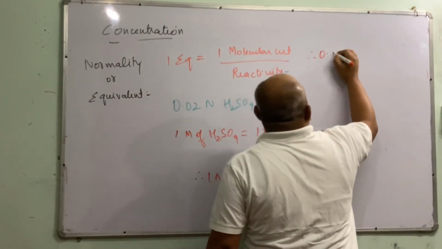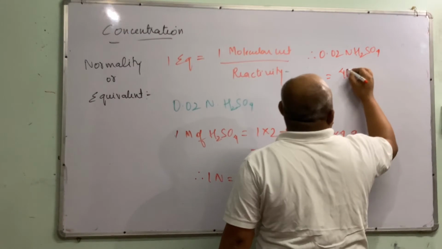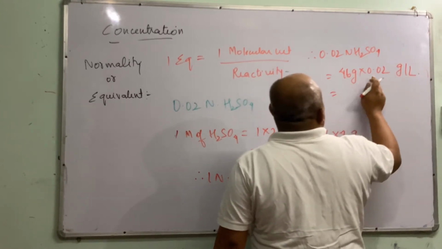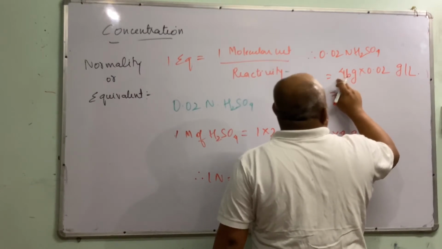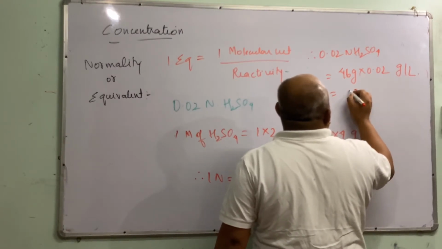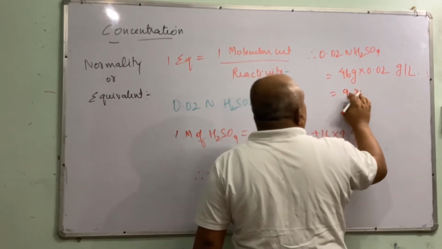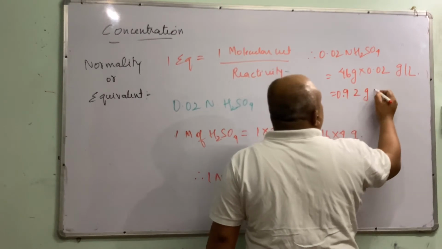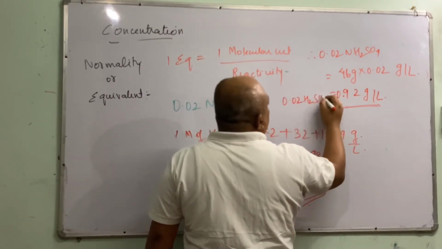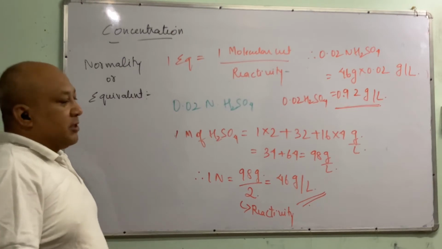Therefore, 0.02 normality sulfuric acid is nothing but 49 grams into 0.02 grams per liter. So 49 into 0.02 means 0.49 into 2, which is going to be 0.98 grams of sulfuric acid per liter. This is 0.02 normality sulfuric acid. Okay, is that okay? This is the concept. So this is all about the things.